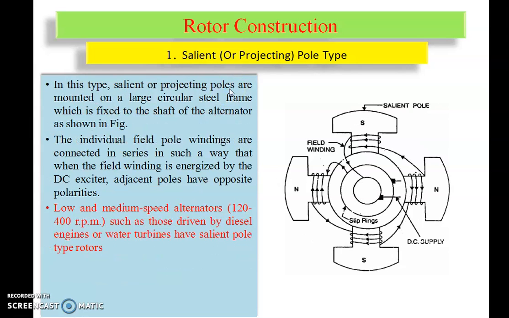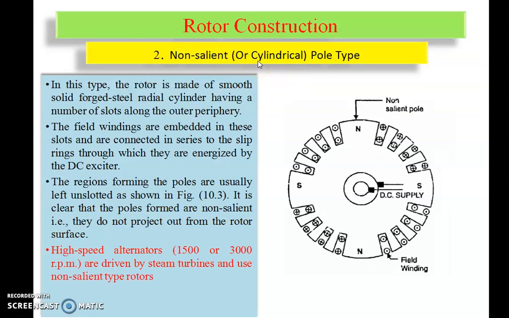And whenever the application speed is low or medium, then we should go for the salient pole rotor. That means if we have an input speed of 120 to 400 rpm, then we should select the salient or projecting type rotor. Or if we have a high speed input, that means a generator with a speed of 1500 rpm or 3000 rpm, then we should prefer the non-salient or cylindrical type rotor. Okay, so in the next part we will see some stator and rotor construction through the videos.